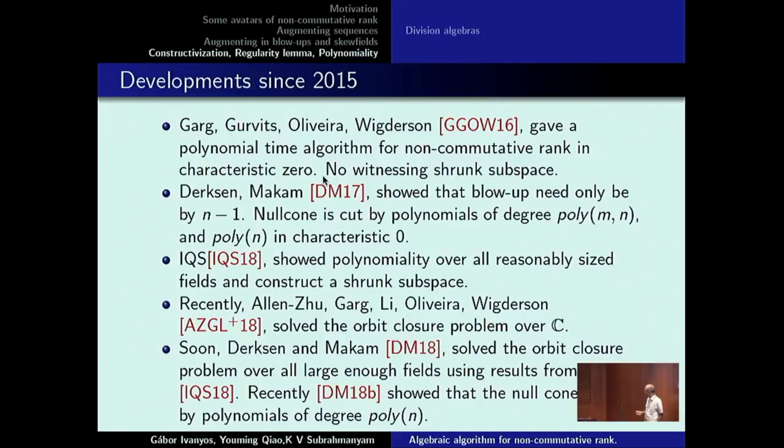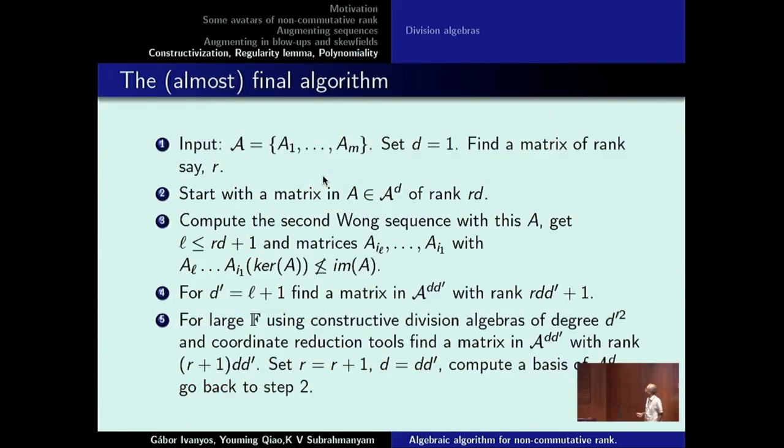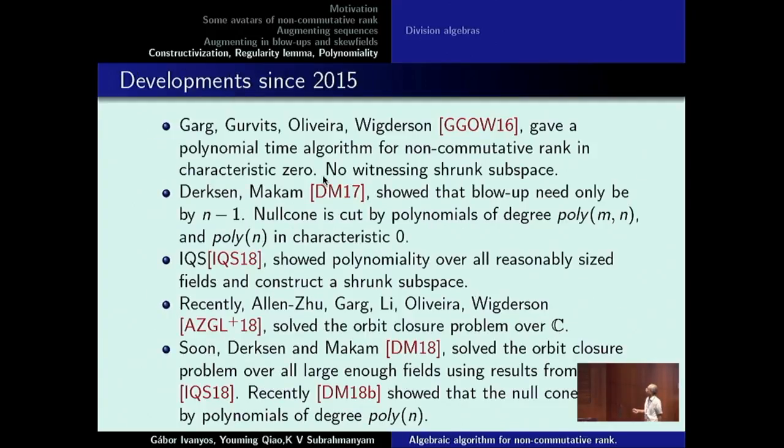Derksen and Makam showed that this blow up seems to increase. If we start off with a matrix of rank R in my original matrix space, then to increase it at the next level I need to blow up to R plus 1, then maybe R plus 2. So the final blow up size could be R times R plus 1 times R plus 2 all the way up to N. That is really too large, and that was the algorithm that we proposed in our first paper. Then Derksen and Makam showed that you don't need to go beyond blow-ups of n minus 1, so I'll give a proof of that.